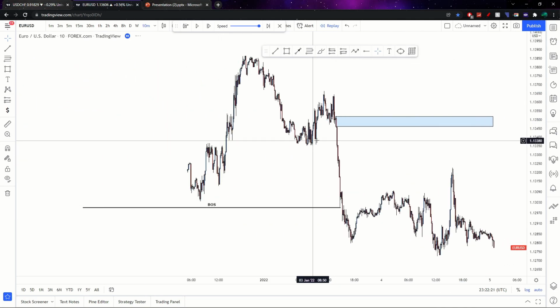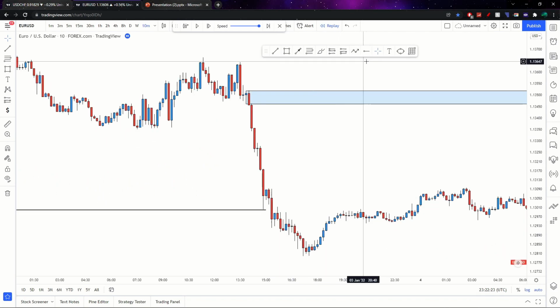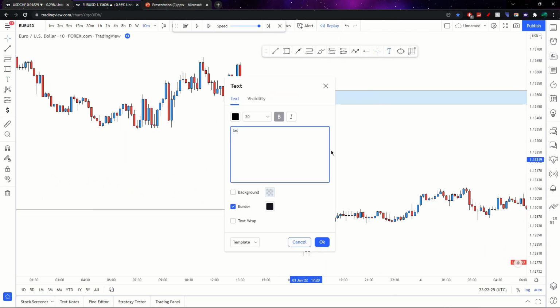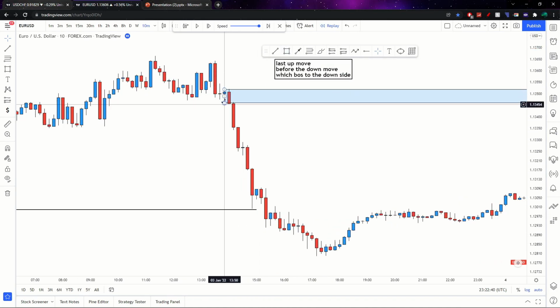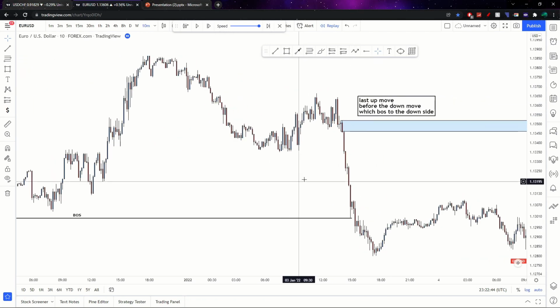Why? Because for our supply zones or our sell order blocks, we're looking for the last up move before the down move, which BOS to the downside. And by definition, this is the last up move, the last bull candle or the last buying area before the down move, which broke structure to the downside.